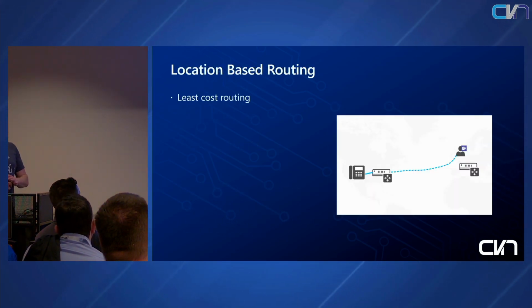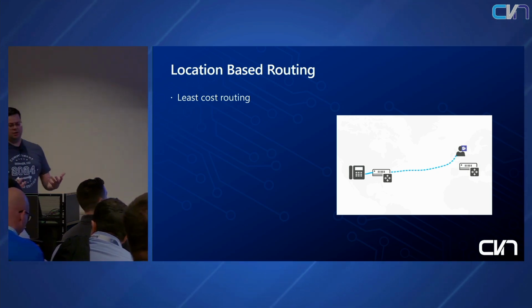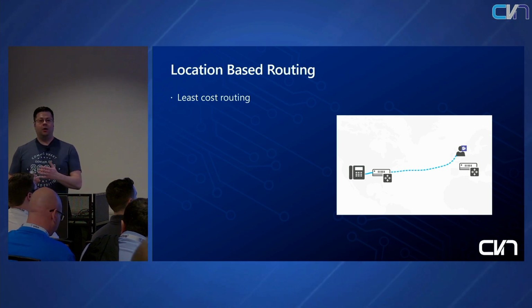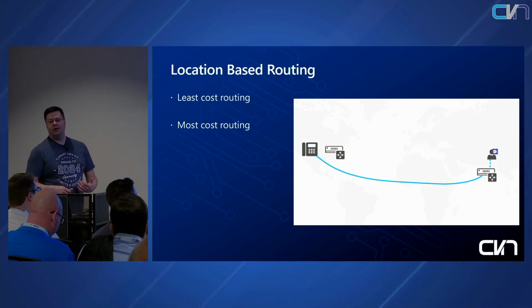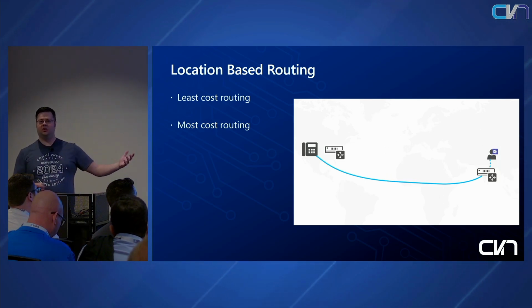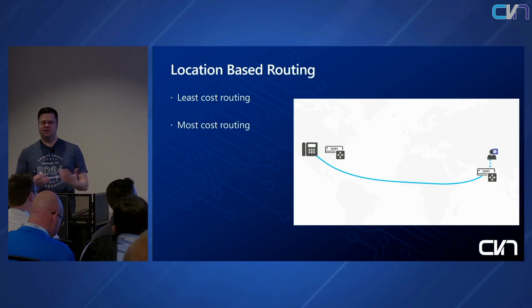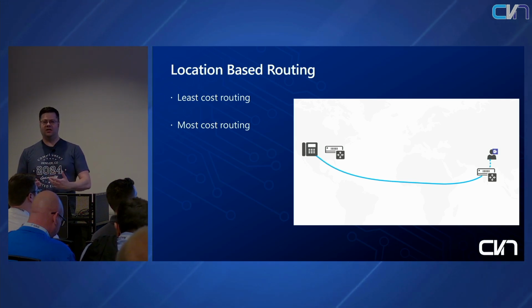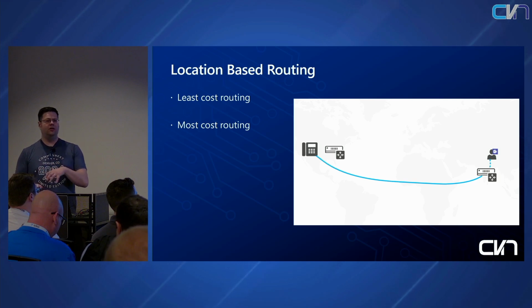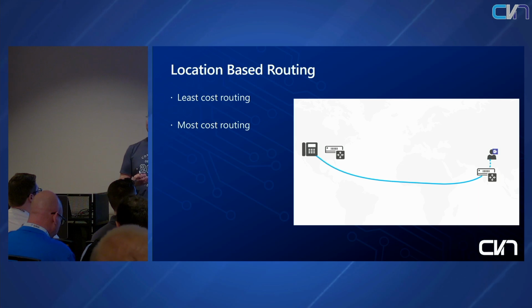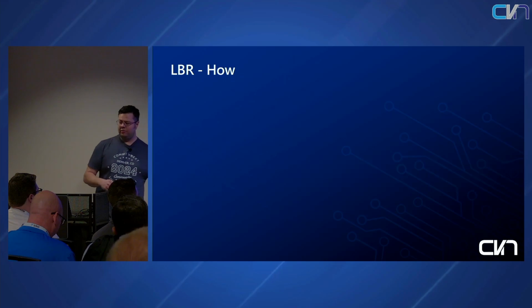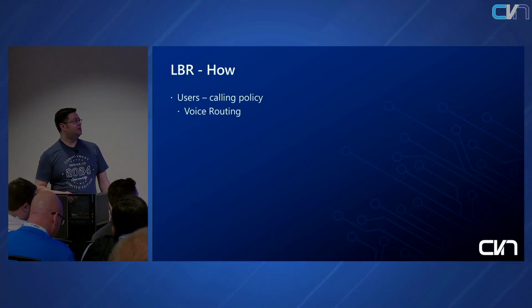Next one is location-based routing. Generally you would deal with least cost routing, right? You want to break the call out for the shortest possible hop over the PSTN. But for legal reasons, you might have to do most cost routing. The classic example is India, where you need to make sure that call ingress and egress is happening in the region that the user is making the call from. Again, that can be problematic in a Teams scenario where that user may be traveling and may not be where they need to be. So you can solve that using location-based routing.